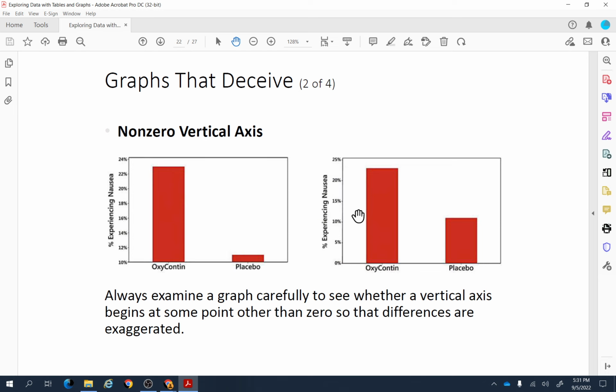It might still be huge, but just looking at this one and this one gives you a completely different perception about the data. So you should always examine a graph carefully to see whether a vertical axis begins at 0 or some point greater than 0. These are the same data, but the drawing technique is different. It starts at 0, it starts at 10.